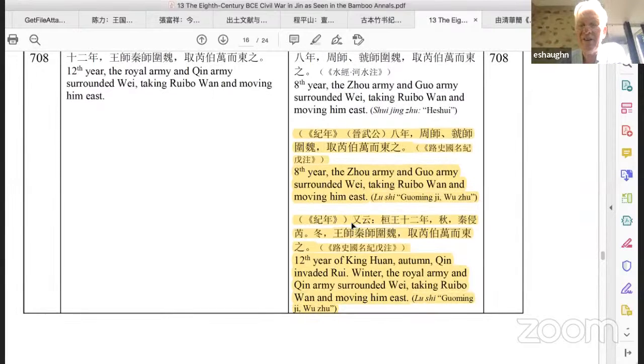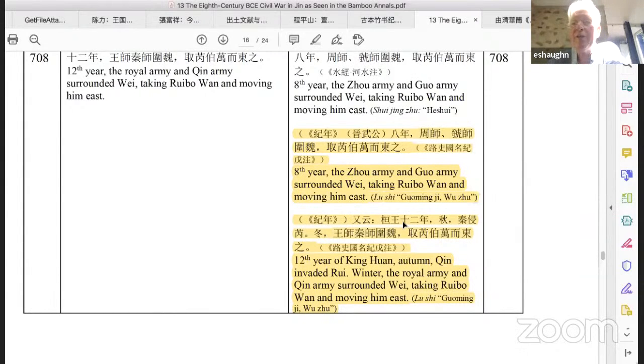There are two records in the Lushi, one of them dated to Jin Wugong Banian: Zhou Shi Guo Shi Wei Wei, Chu Rei Bo Wan Er Dongzhi. On the other hand, in the same text, Jinian says: Huan Wang 12th year, autumn, Qin Rei Dong Wang Shi Qin Shi Wei Wei, Chu Rei Bo Wan Er Dongzhi. Now note that the first one of these is given in the years of Jin Wugong, and the second one is given in the reign of Zhou Huan Wang.